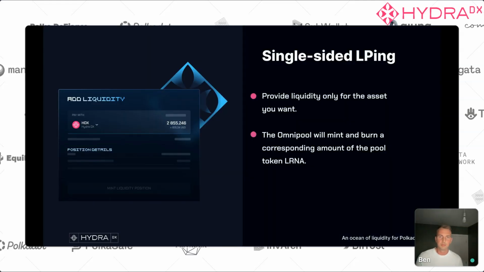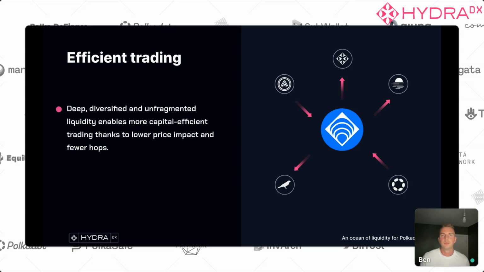Essentially, when an asset is provided to the Omnipool, the equivalent amount of LRNA is minted by the protocol. And when the liquidity is removed, the equivalent amount of LRNA is burned. So there's no artificial selling of a token or anything to get that as a pair. By putting an end to the liquidity fragmentation, the Omnipool makes trading super efficient, right?